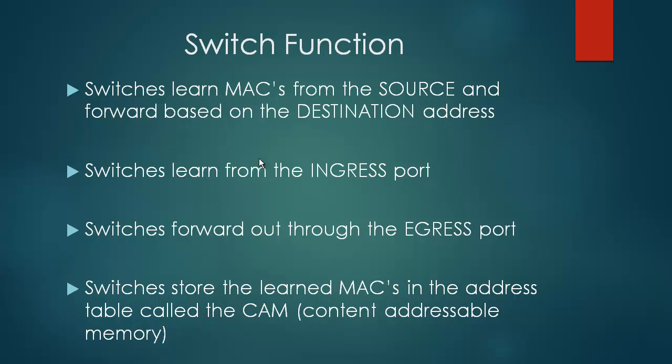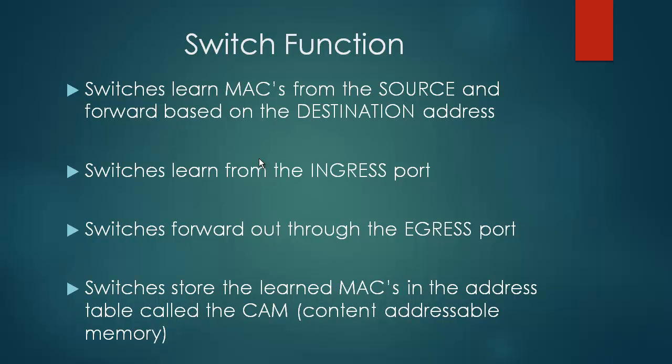All right. So what does a switch do? A switch learns the MAC address from the source and forwards it based on the destination address. So in other words, when you first turn on a switch, it's got a MAC address table that it learns. And obviously at first the table is empty.